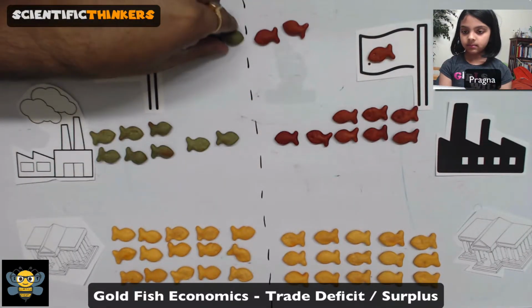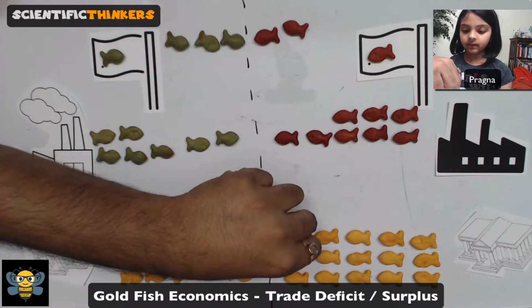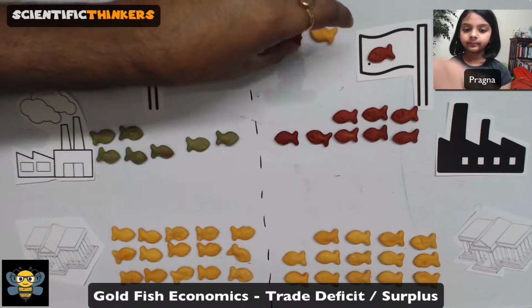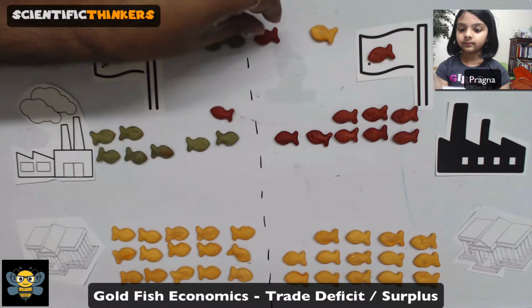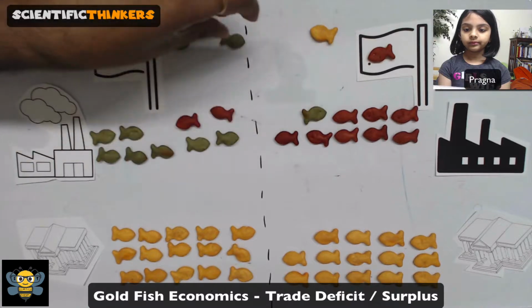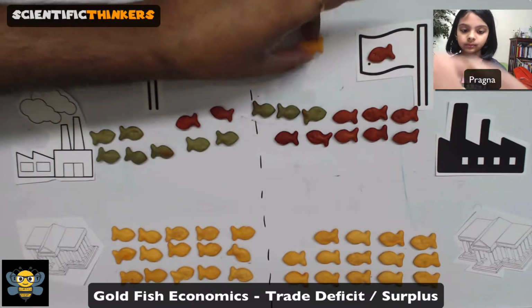But you have to also pay me for the extra fish that you're getting. So they say, okay, that's a deal. So there's a red fish here, a bunch of green fish there, right? And then this goldfish goes in their bank.